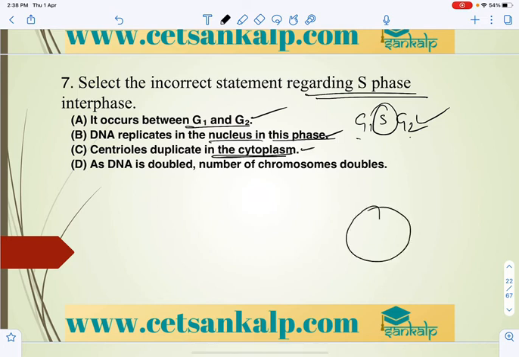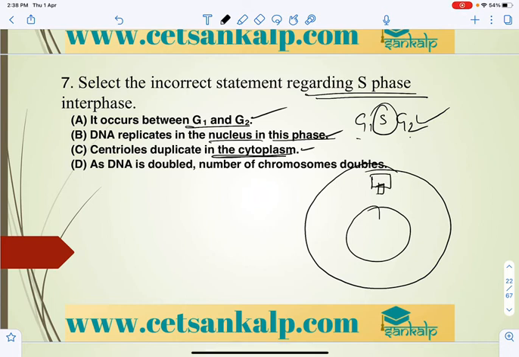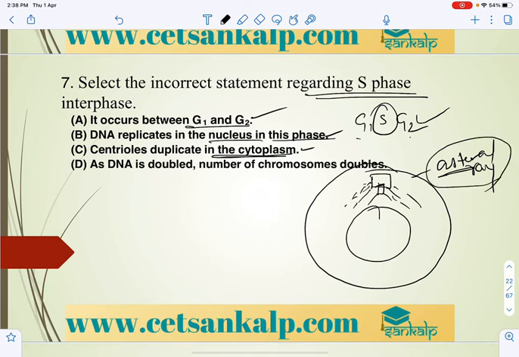If this is the nuclear membrane, here will be the centriole, so duplication of the centriole takes place. When the centriole duplicates, it forms a star-shaped structure, that is the astral rays. It starts giving spindle fibers with the help of microtubules, so asters look like a star, right?